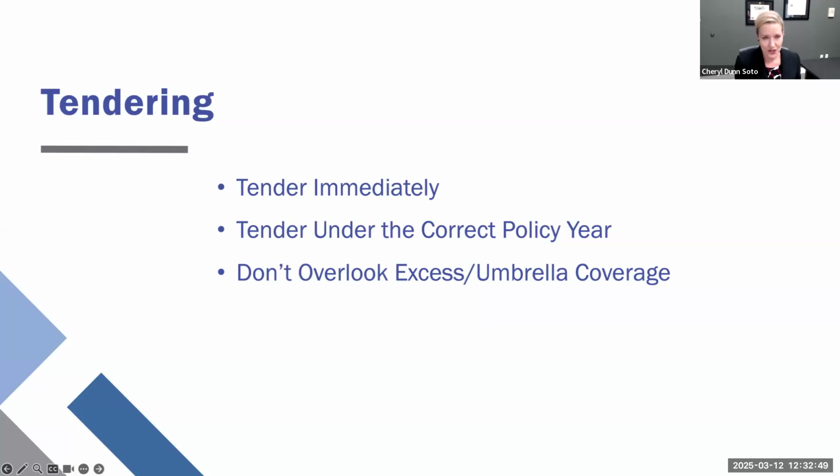oftentimes clients will come to us and they have tendered the lawsuit during year two, never told the insurance company about the claim in year one, and the insurance company denies the claim because these policies often have a provision that says if you have two claims that arise out of the same facts or circumstances, then we relate the later one back to the earlier one. So the lawsuit is basically the same claim as that letter or as that employee's complaint.